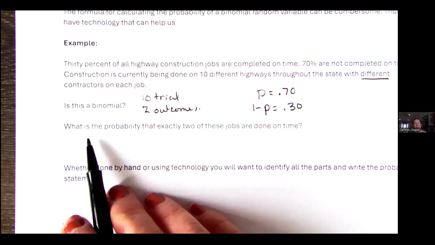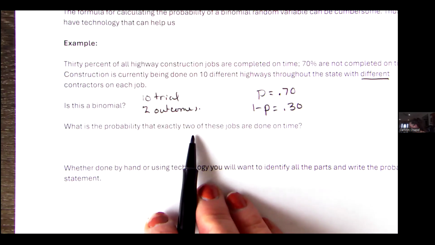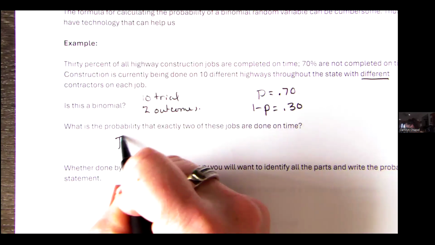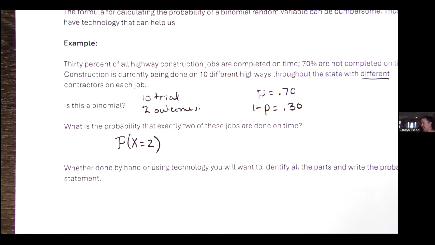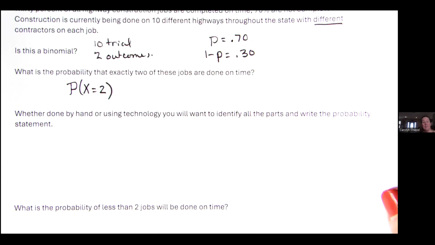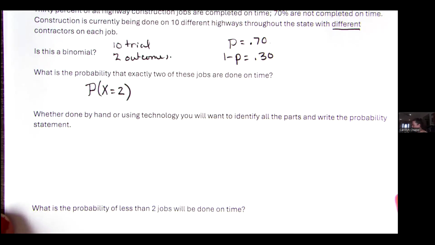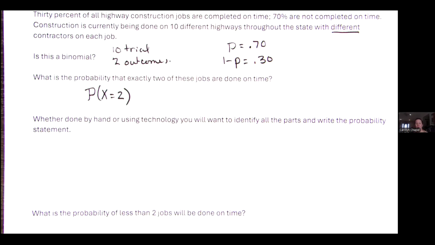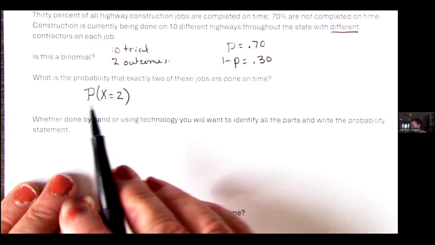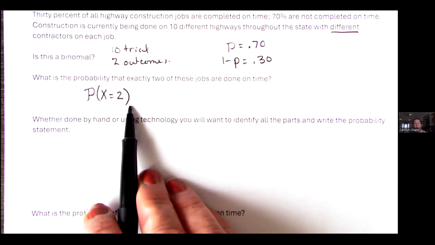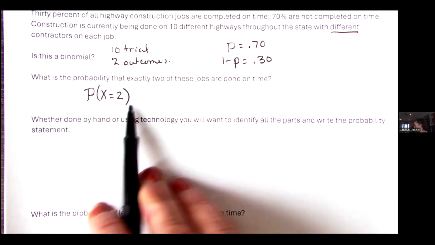What is the probability that exactly 2 are done on time? That's the probability that X is equal to 2. I think what I'll do is set all of these up and then go to technology to get the answers. Whether they're done by doing technology or by hand, we do want to make sure to identify everything. So a lot of times writing this probability statement is important.